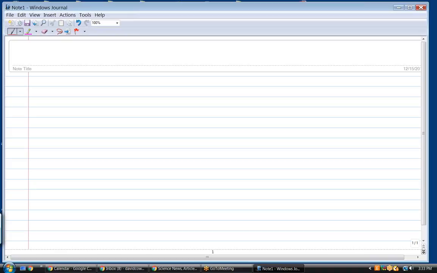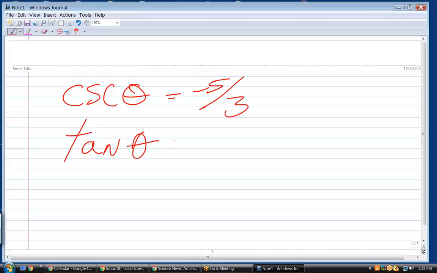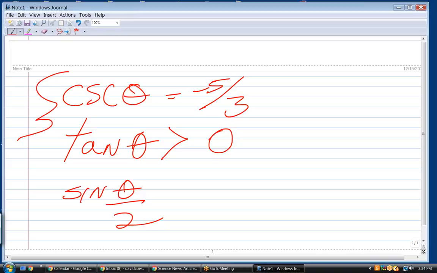Let's see. So I have cosecant of theta equals -5/3, and then tangent of theta is greater than 0, and then it says to find the sine of theta over 2. These two pieces of information allow me to determine everything I need to know. Let's ignore the question for the moment. What do I do based on this information here?